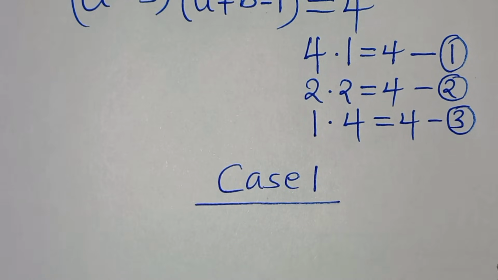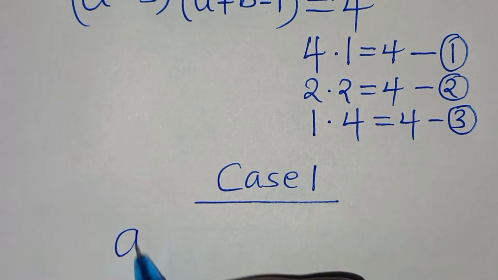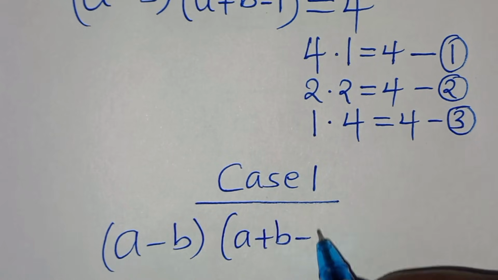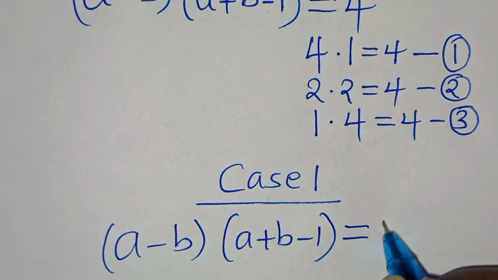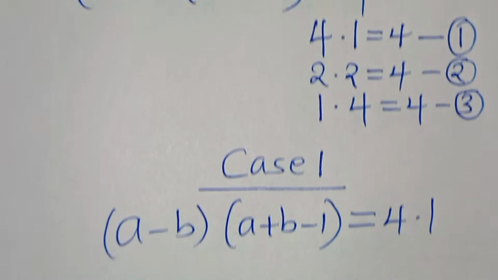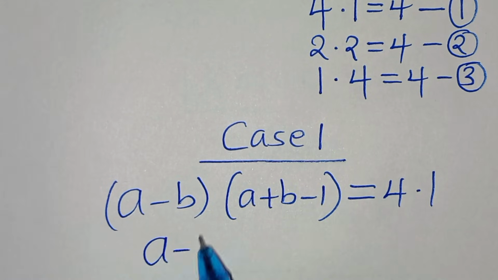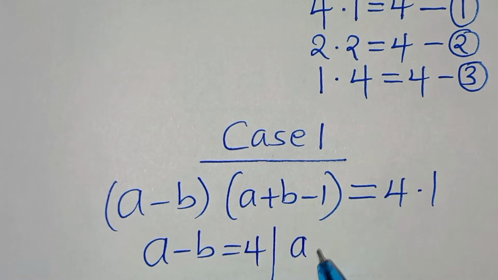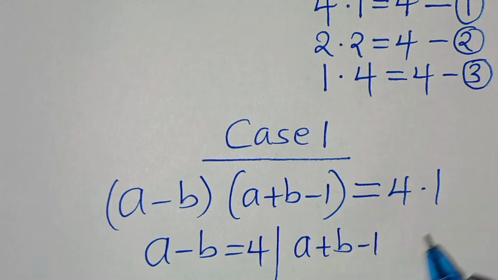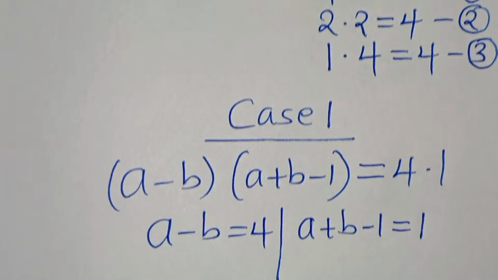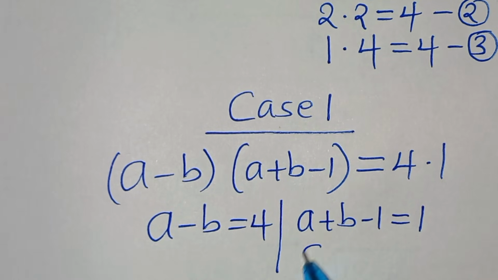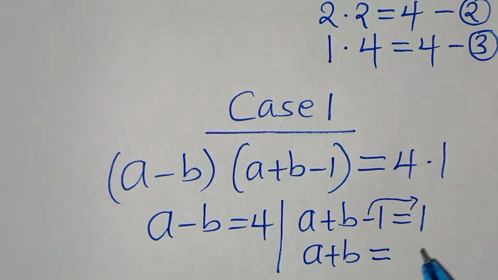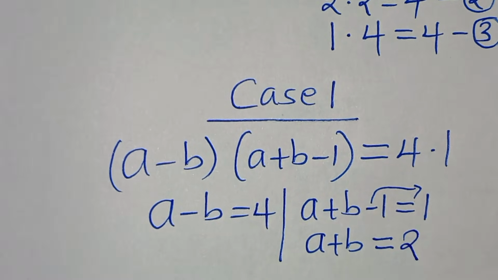Now in case 1, we have a minus b multiplied by a plus b minus 1. This is equal to 4 times 1. So this means we have a minus b equal to 4, and then we have a plus b minus 1 equal to 1. So here we have a plus b. Let's take minus 1 to the right hand side. So this is equal to 1 plus 1, this is equal to 2.